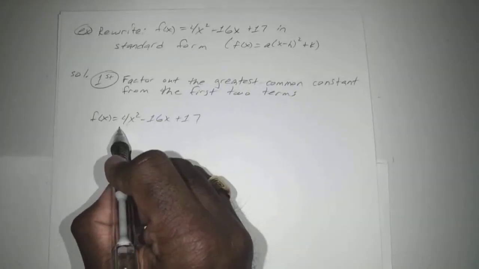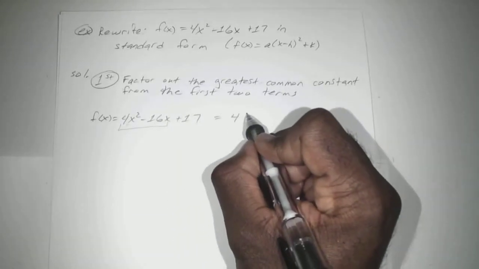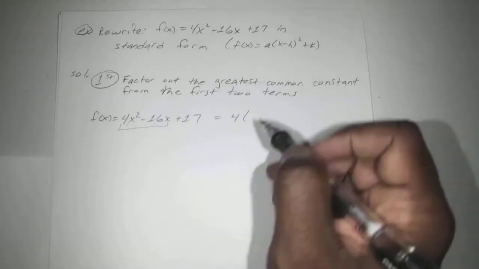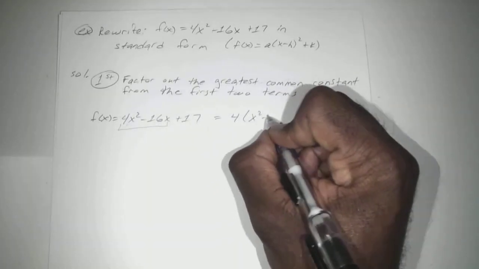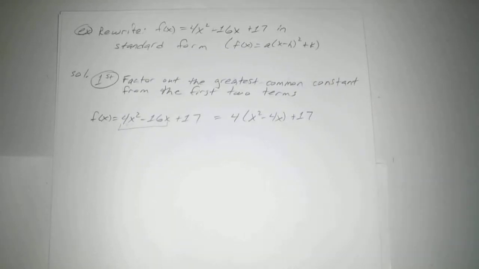Okay, so now if we want to factor out the greatest constant, that would just factor out a 4, which would leave us x squared minus 4x. Can we factor x? You can, but you want to leave it like that. Because once you leave it like that, you can just use completing the square. So it makes it a little easier. Okay, so next you want to complete the square of what's in here.